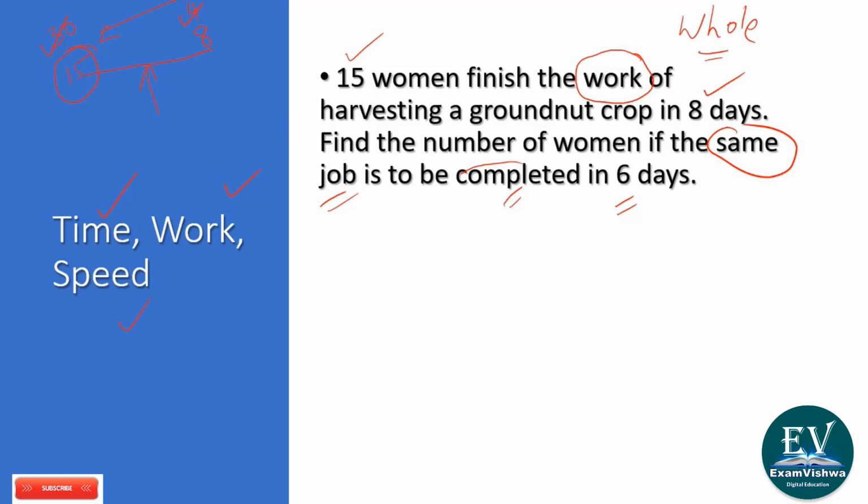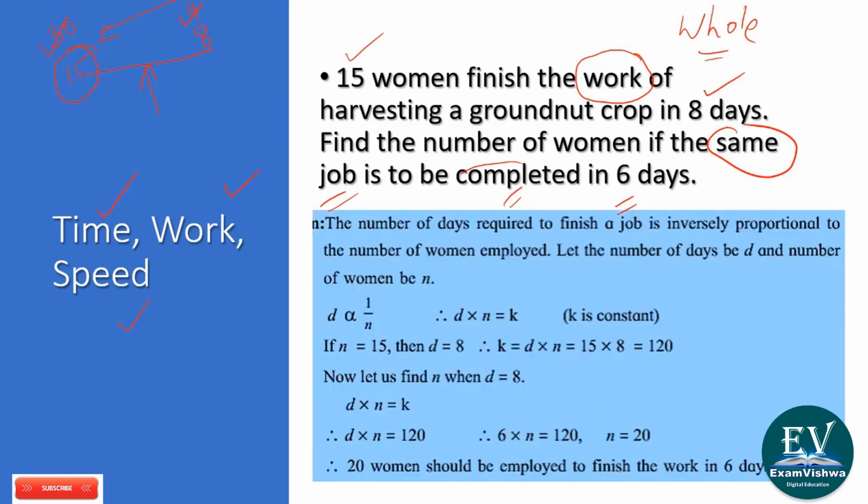But before getting into the solution from the question, you have to see what kind of variation it is. Once it is fixed that the data is inversely proportional, or the days and numbers are inversely proportional, the product will be a constant. 50% of the problem is solved. Now it is only substitution.